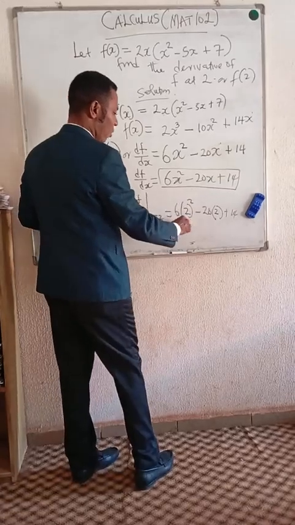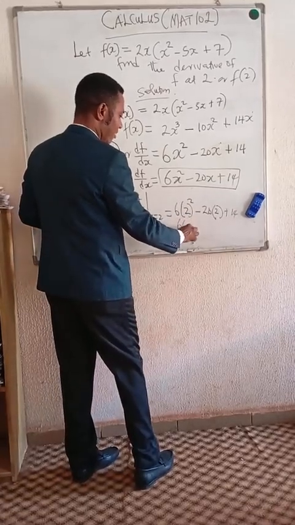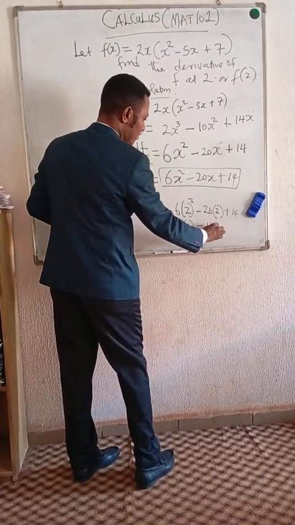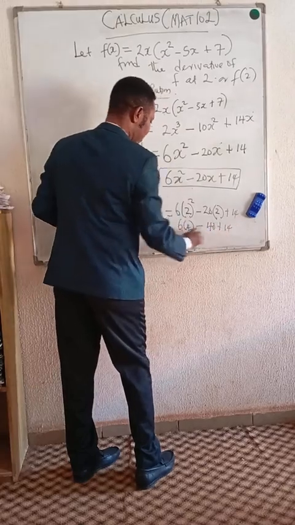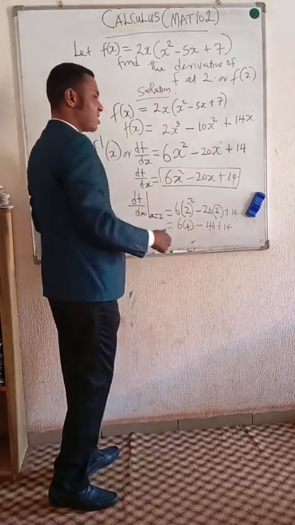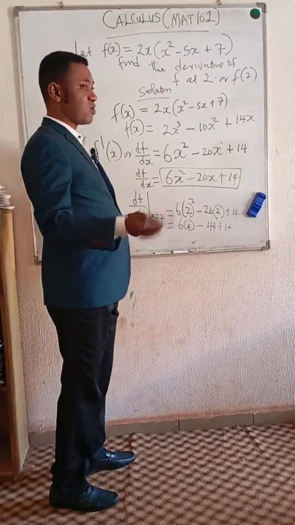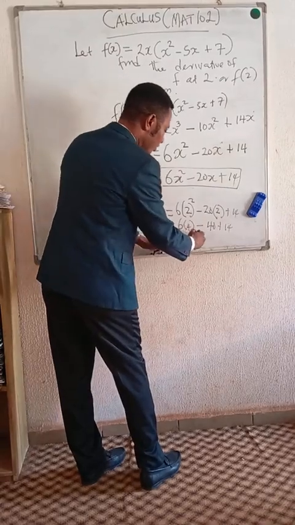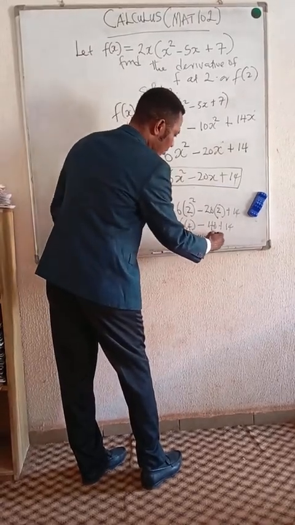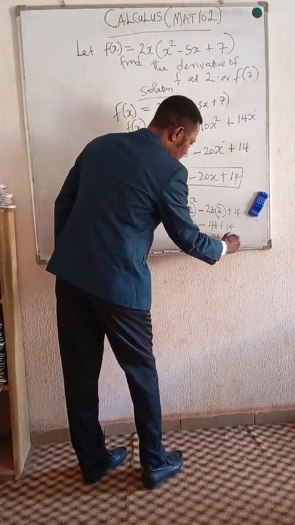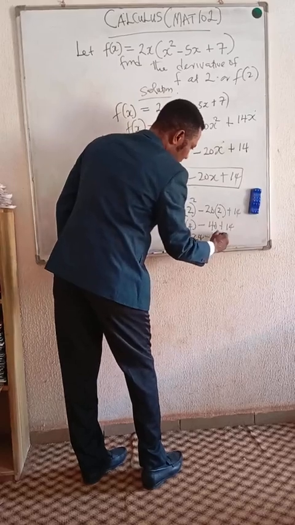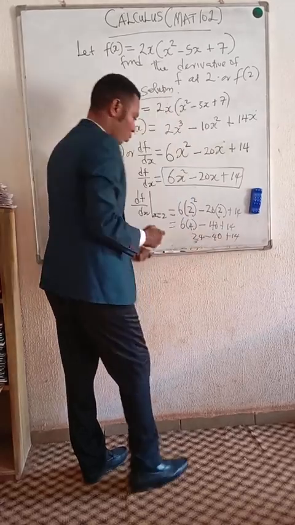Now, let's go. 2 times 2, we have 4. So we have 6 multiplied by 4. Minus 20 times 2, you have 40, plus 14. Now, what is 6 times 4? 6 times 2 is 12. 12 plus 12 is what? 24. So 6 times 4 is 24. We have 24 minus 40 plus 14.